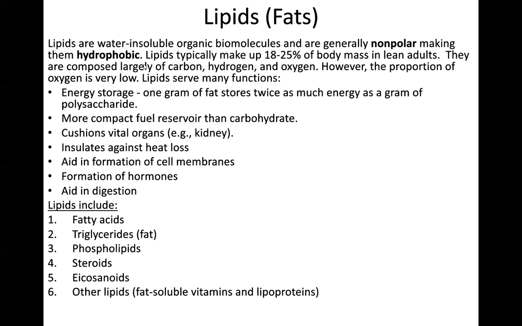Lipids typically make up about 18 to 25% of body mass in a lean adult. Key phrase there is a lean adult. Many people have way more than 18 to 25%. They're composed largely of carbon, hydrogen, and oxygen. However, the amount of oxygen is very low compared to the carbon and hydrogen.